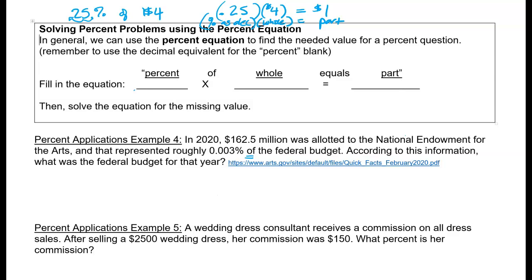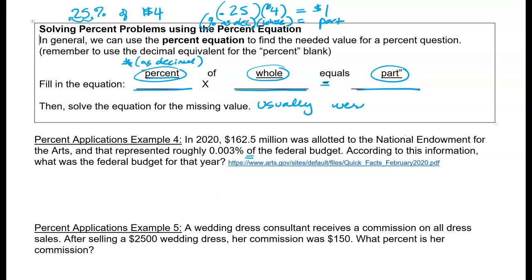So you're going to take the percent as a decimal. It's really important that you remember that part. You've got to convert to a decimal first. Times the whole number equals the part. So percent times the whole equals the part. And usually we're given 2 of those, and we're going to solve for the third. Let's look at the percent application example 4 and see if we can use this equation to solve it.